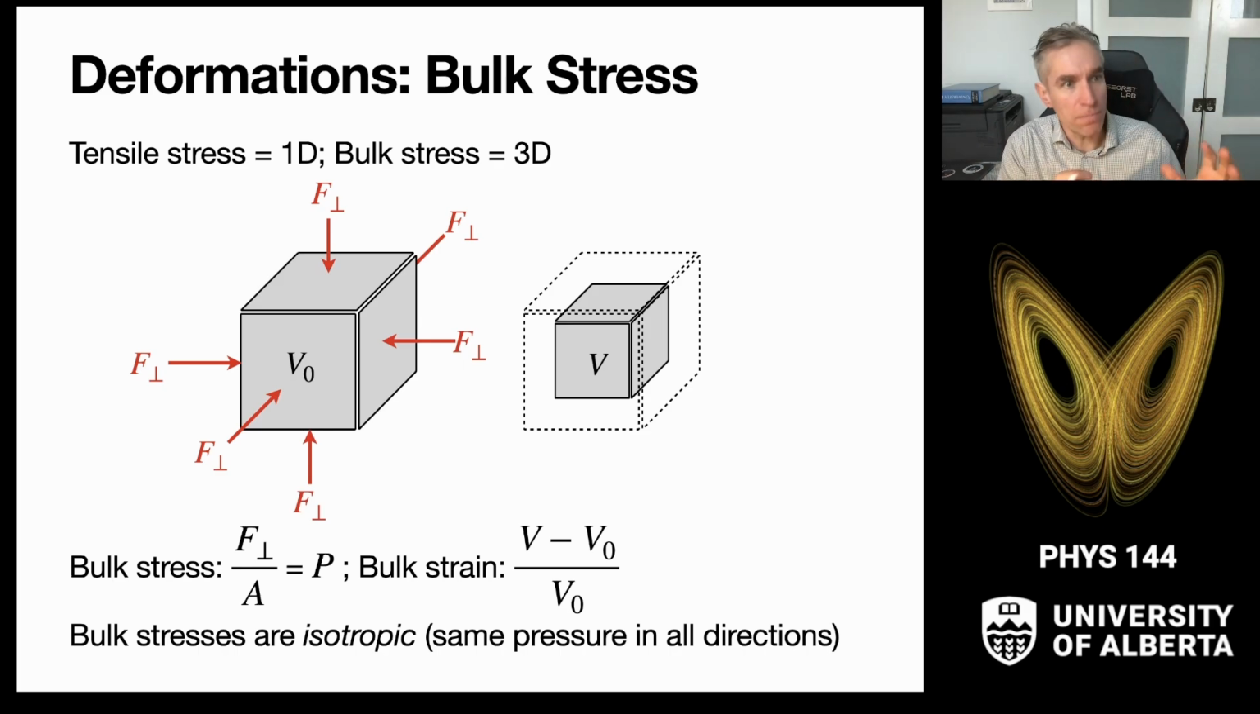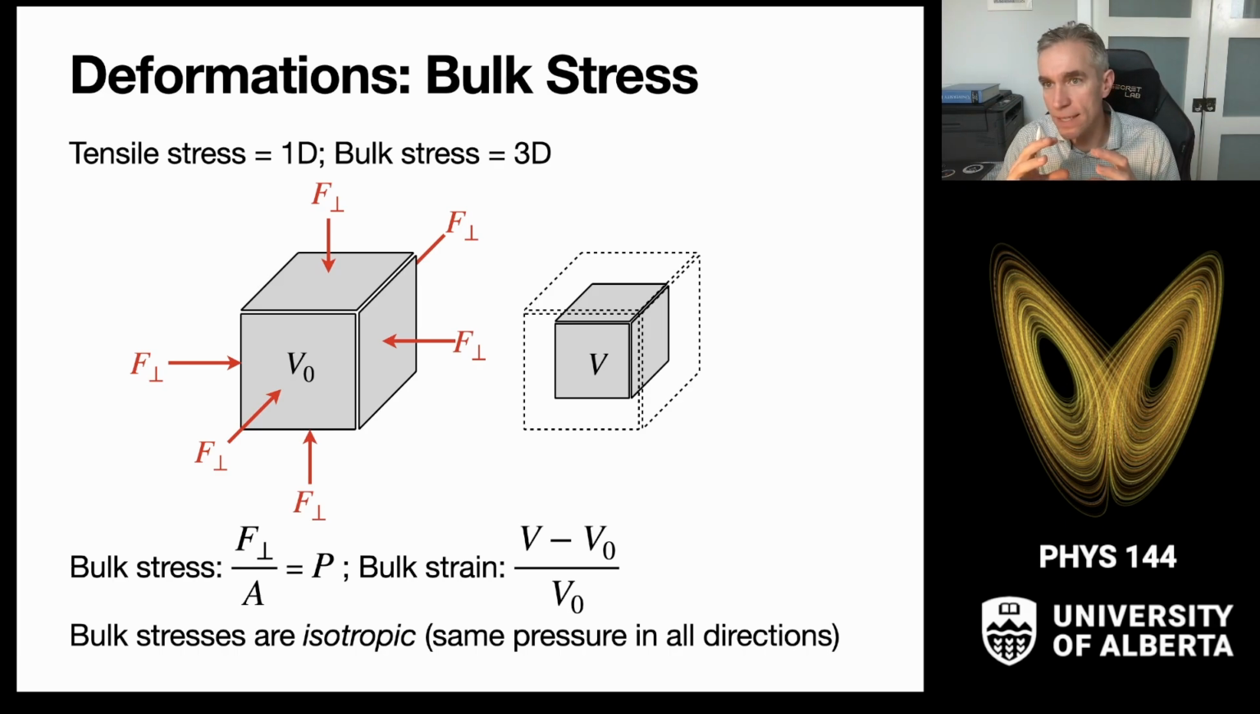Okay, so tensile stresses are one dimension. Bulk stresses are three-dimensional. What this means is we are squeezing down an object by pressing on all sides of it. To make the math a little easier, I'm going to use a cube with side area A, and then I'm going to describe the force per unit area there as a pressure that's being applied to the exterior surface.